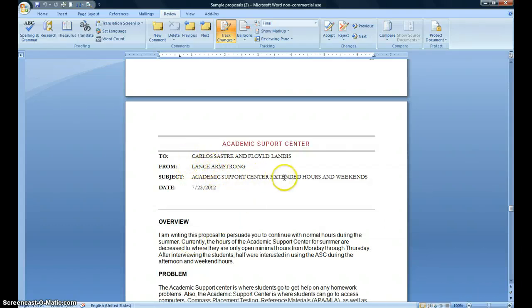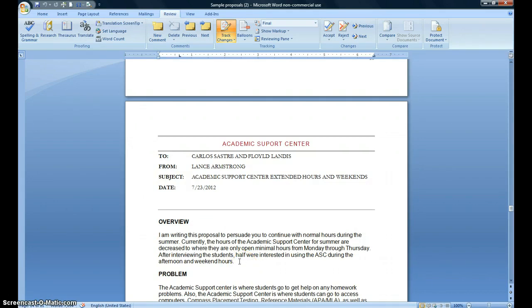This is Academic Support Center Extended Hours and Weekends at NMSU. I think it's the Alamogordo branch or one of the branches. Here's the overview. I am writing this proposal to persuade you to continue with normal hours during the summer. Currently, the hours of the Academic Support Center for summer are decreased to where they are only open minimal hours from Monday through Thursday. After interviewing the students, half were interested in using the ASC during the afternoon and weekend hours.